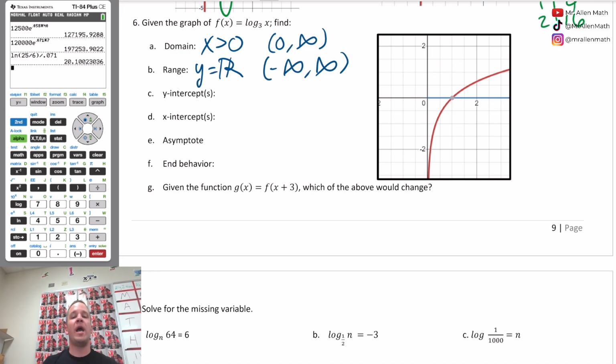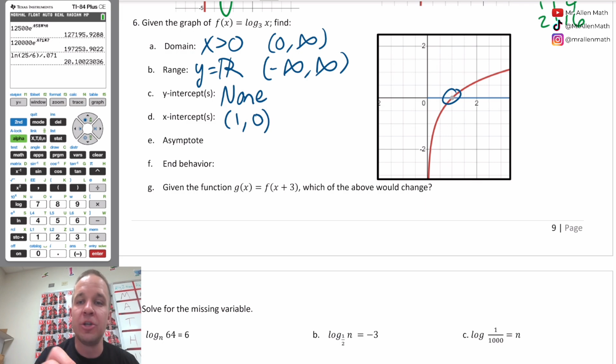Okay, anyways, y-intercept. It never crosses the y-axis, does it? Nope. All right, so none. Does it ever cross the x-axis? Yes, it does. Where is that at? It's at 1, 0. Don't be fooled by the grids, right? Look at the scale. The scale is important.